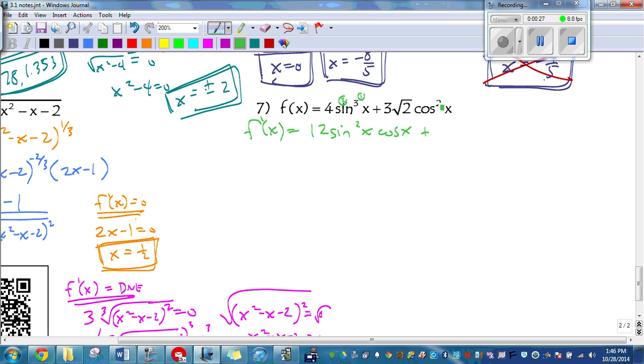Plus, over here, bringing that 2 out in front, we get 6 square root of 2 times cosine to the first of x times derivative of cosine of x. So again, we have 2 parts here. So derivative of cosine is negative sine. So I'm going to go ahead and put that negative up front here. Get that a minus.